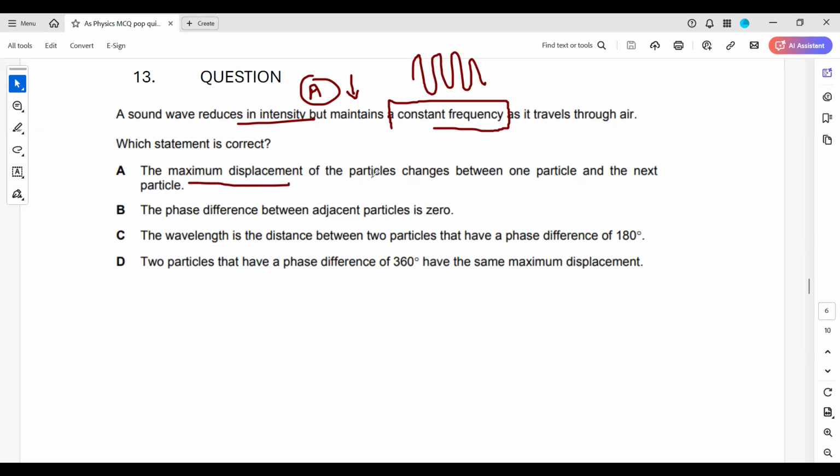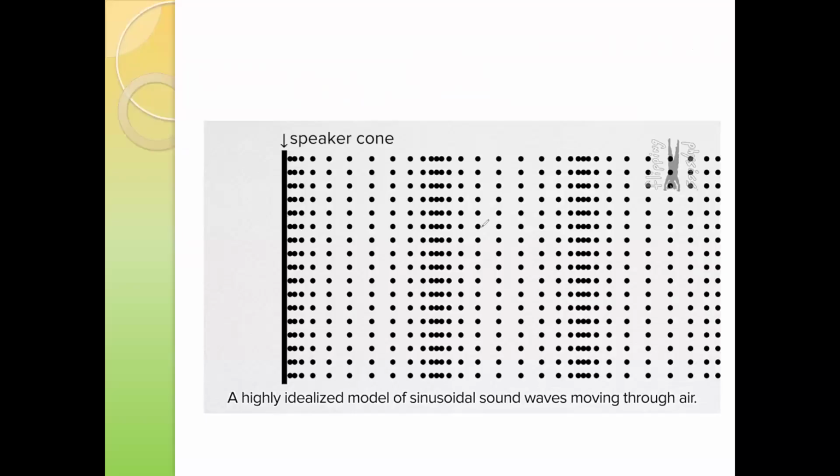The maximum displacement of the particle changes from one particle to the next particle. Because when we change the amplitude, what is the meaning of the term amplitude of the sound wave? The amplitude of the sound wave refers to the distance between two particles. The maximum displacement is called amplitude. So this maximum displacement we call amplitude.